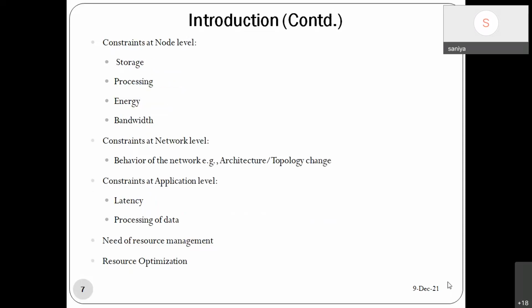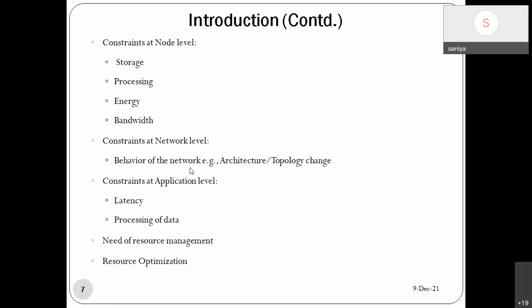Now, if there are resources, there are constraints, but these constraints are not only at the device level, like at the node level. Whenever I say the term node, it means device. These are not only at the device level, these are at the network level and at the application level. But there is a difference. At the node level, we talk about the storage, processing, energy, and the bandwidth of that node. But at the network level, we talk about the behavior of the network. For example, if one node dies, the topology of that network can change, right?